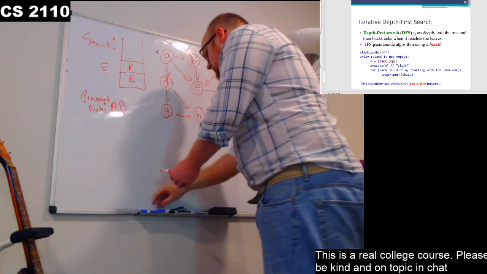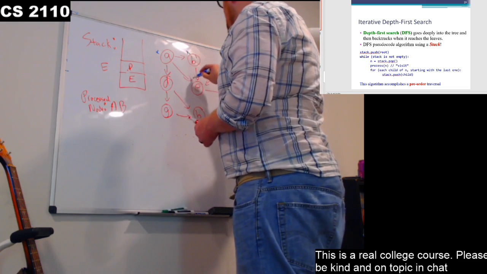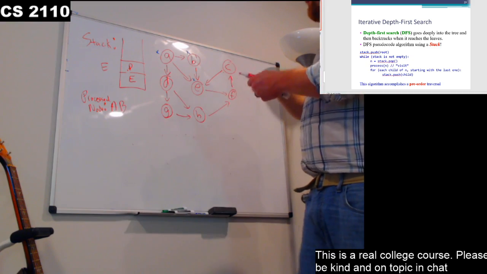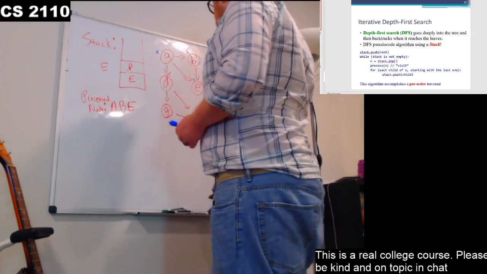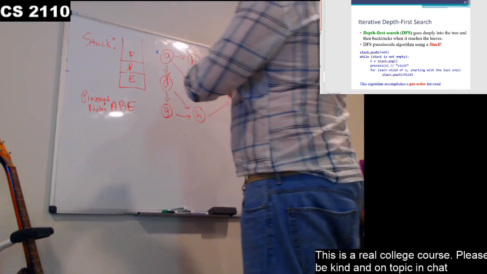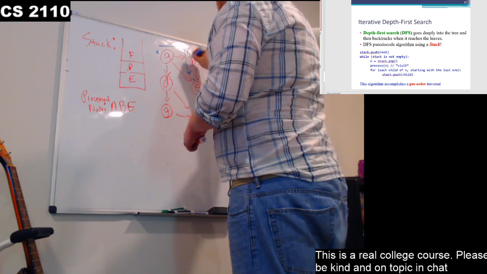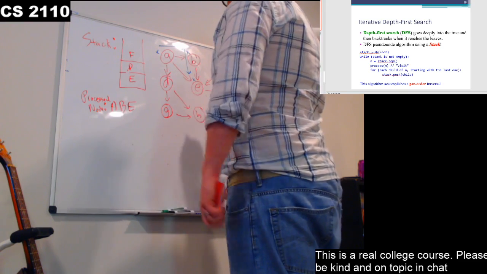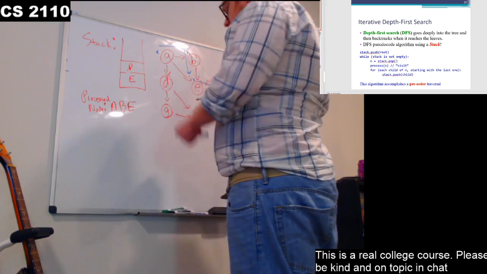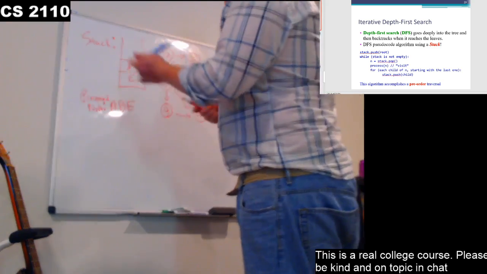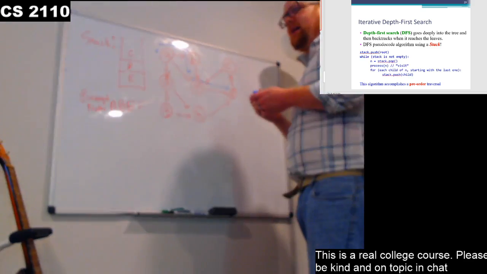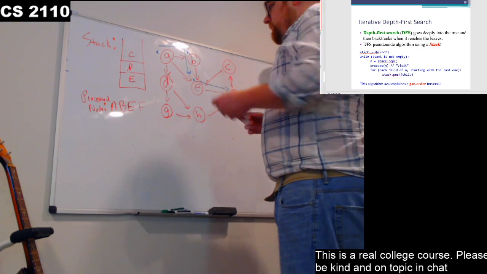So I've visited B, now I'm at node E. E's only child is F. So I first process E, and then I push its children onto the stack. So I want to show the path I have traced so far. Then from there, I pop F. I process F. F has one child, C, which I push onto the stack. Then I'm done with that.